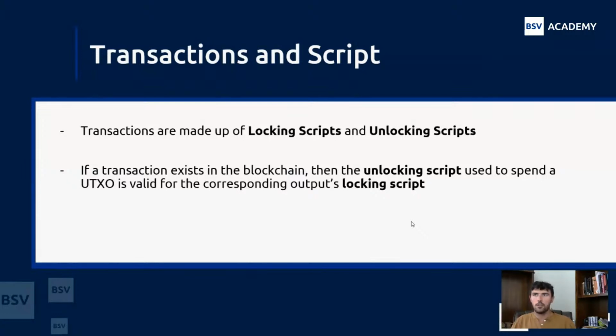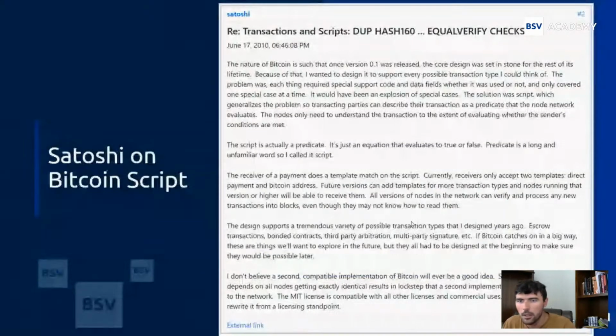So it's built for the ability for the miners to not care what is in the script. All that happens is they know if the script evaluates to true or false. And I think that's actually covered as well in this Satoshi quote. So the middle paragraph here, the receiver of a payment does a template match to the script. But eventually, nodes in the network don't even need to care about the template.